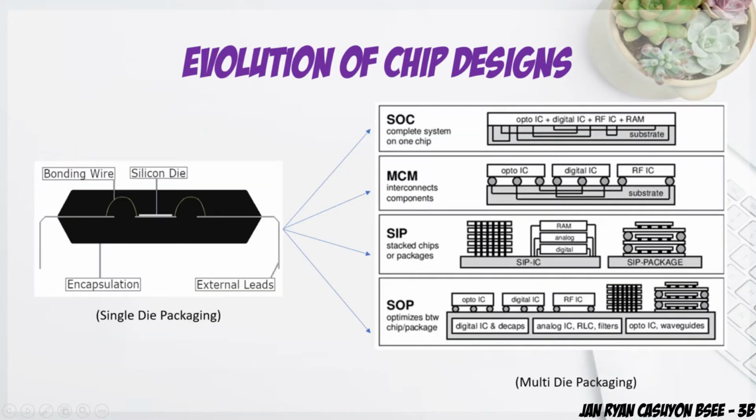Next, we can see how the single die packaging evolved from having a single chip into those that have more dies integrated into it, thus having more functionality and is more optimized. SoC, MCM, SIP, and SOPs are the best examples.